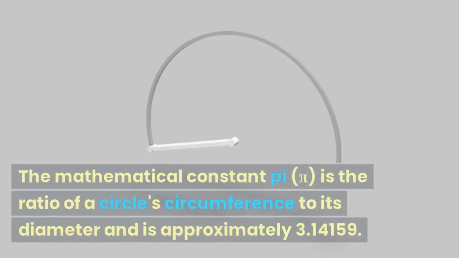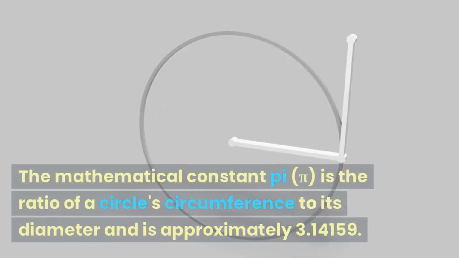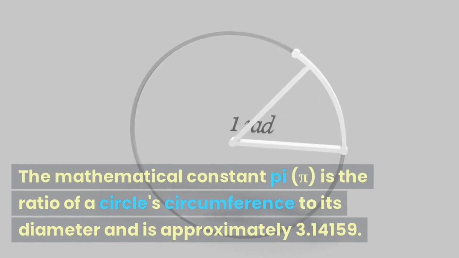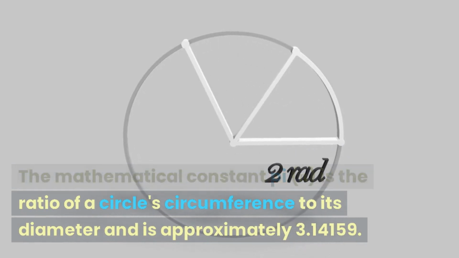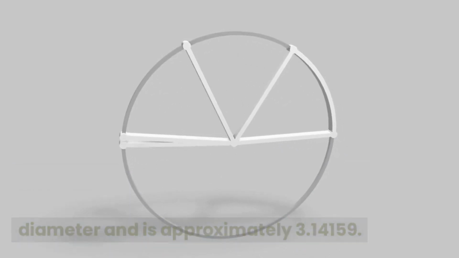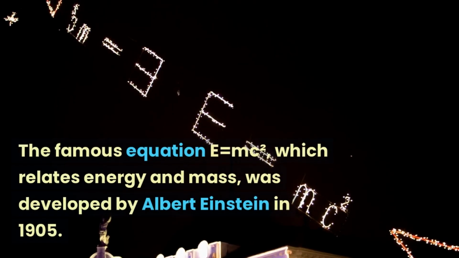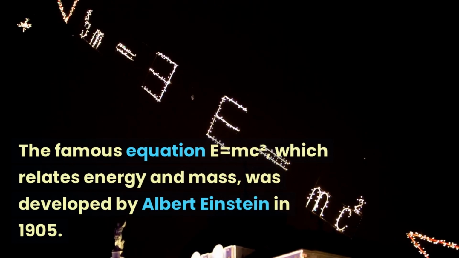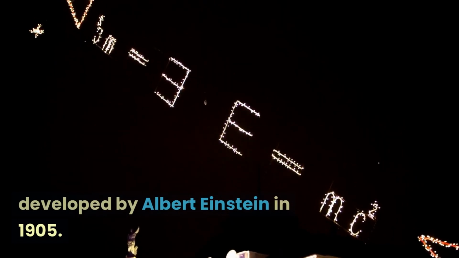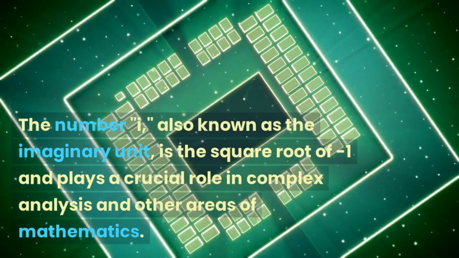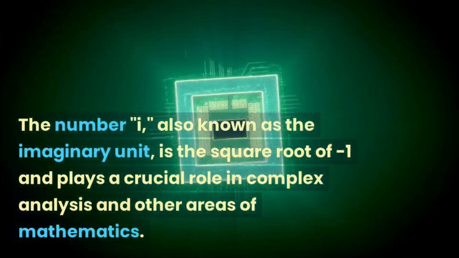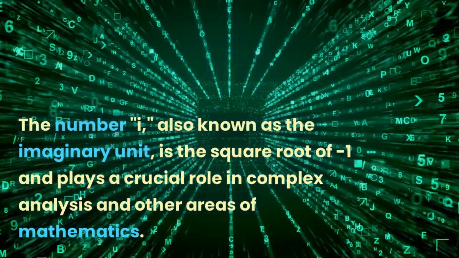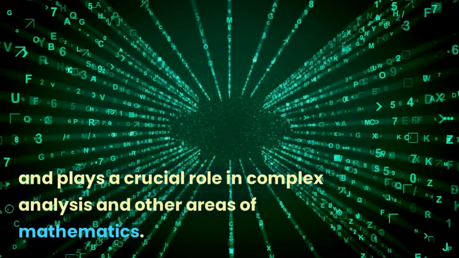The mathematical constant pi is the ratio of a circle's circumference to its diameter and is approximately 3.14159. The famous equation E equals mc squared, which relates energy and mass, was developed by Albert Einstein in 1905. The number i, also known as the imaginary unit, is the square root of -1 and plays a crucial role in complex analysis and other areas of mathematics.